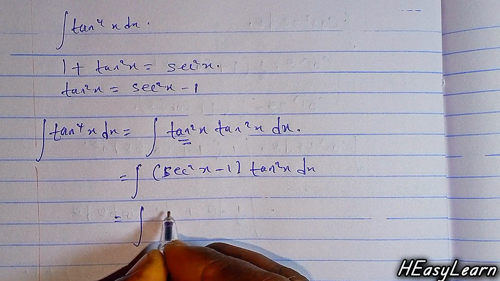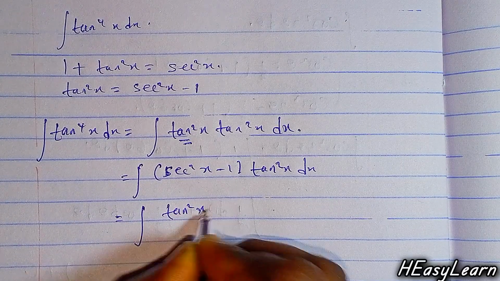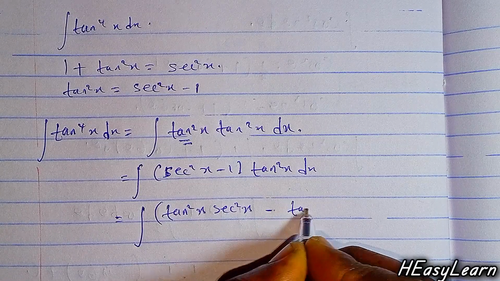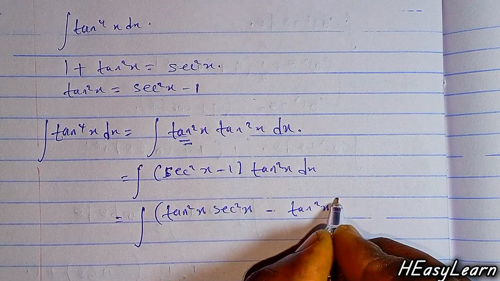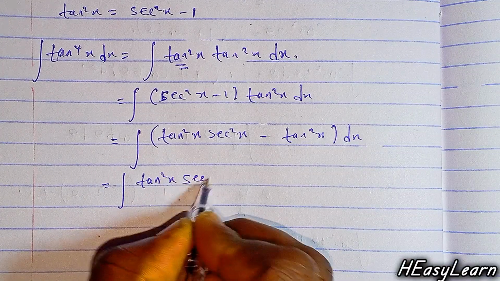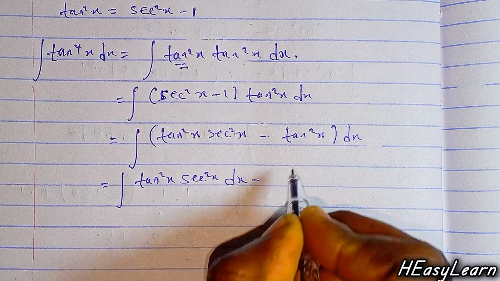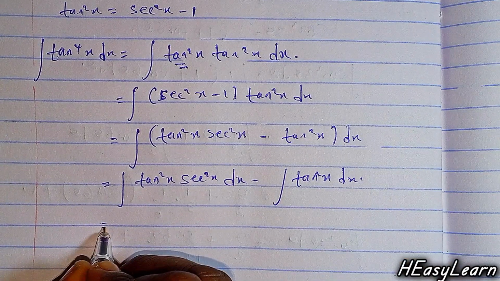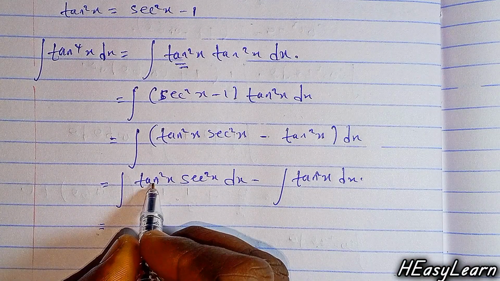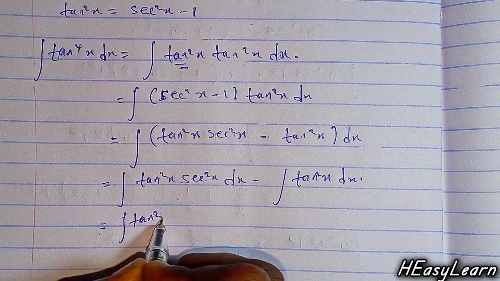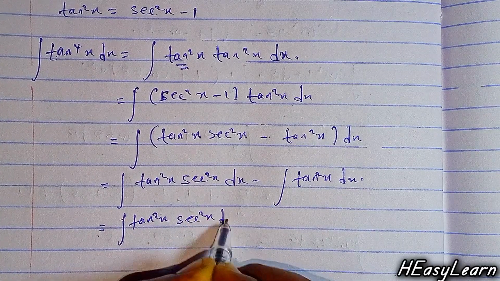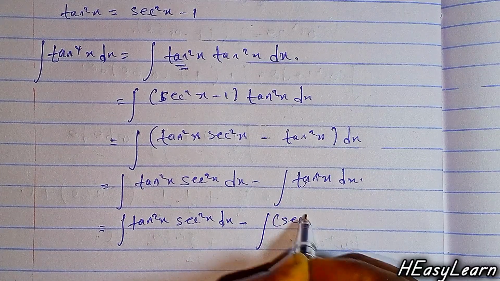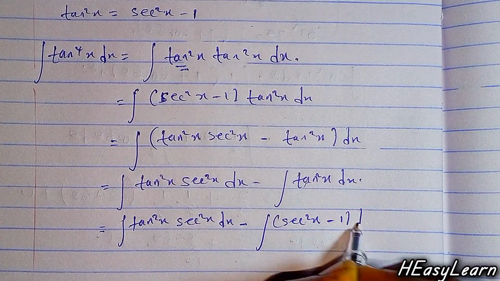This is going to be the integral of tan square x sec square x minus tan square x dx, which is the integral of tan square x sec square x dx minus the integral of tan square x dx. What is this integration? What is tan square x from above? Sec square x minus 1 dx.